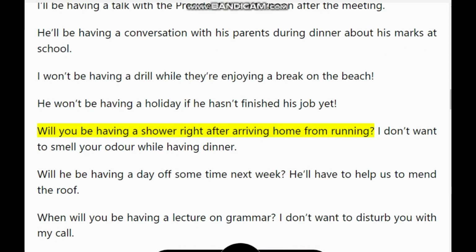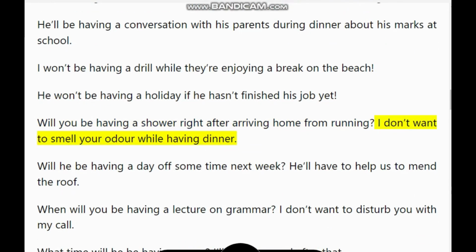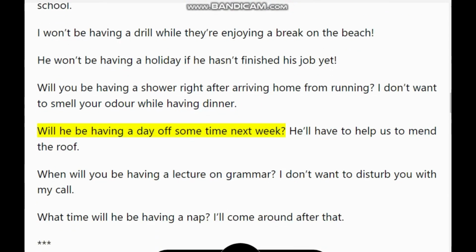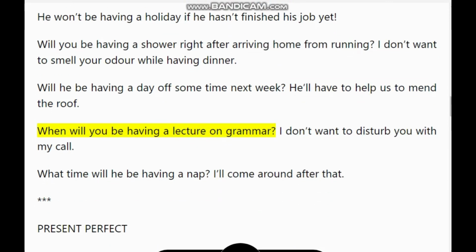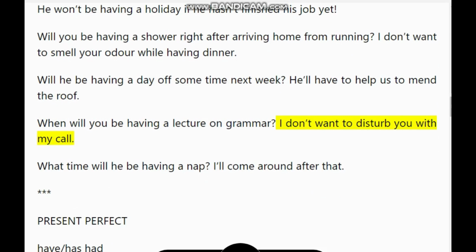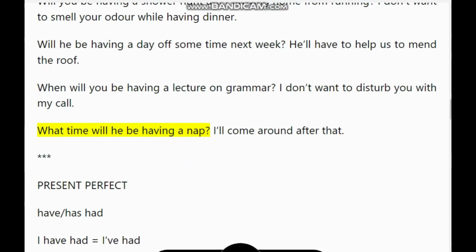Will you be having a shower right after arriving home from running? I don't want to smell your odor while having dinner. Will he be having a day off sometime next week? He'll have to help us to mend the roof. When will you be having a lecture on grammar? I don't want to disturb you with my call. What time will he be having a nap? I'll come around after that.